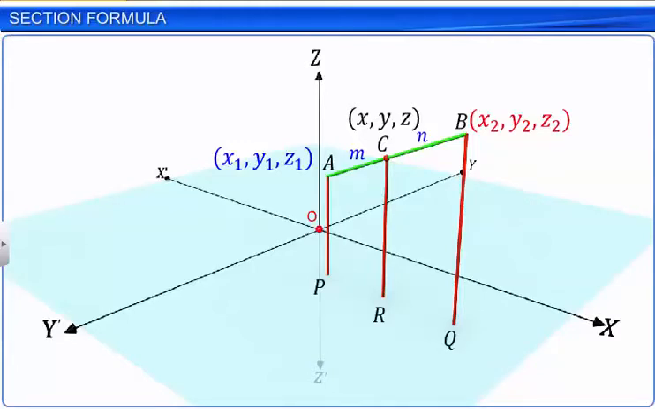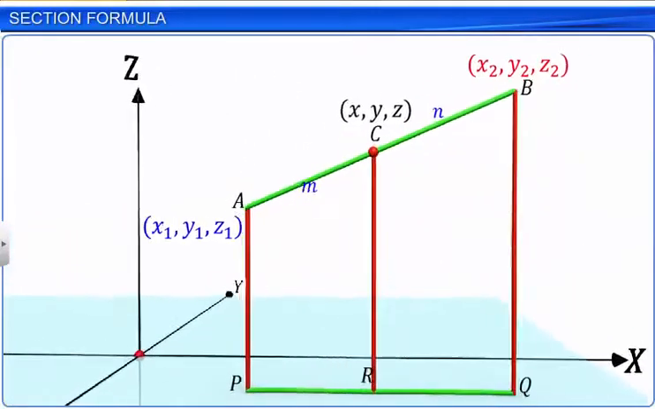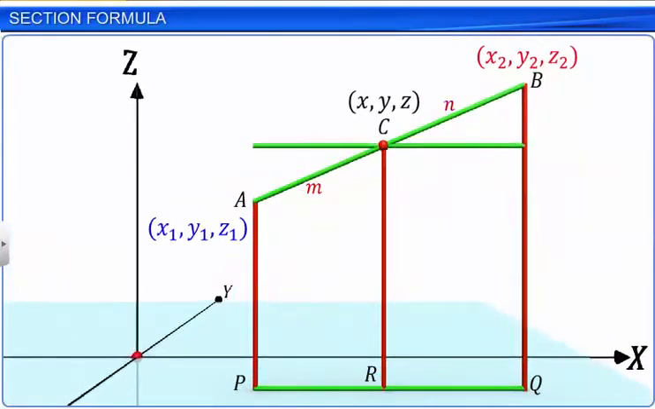Lines AP, CR, and BQ are parallel to each other. The line joining points P, R, and Q lies on the xy plane. Now, we draw a line parallel to the line PQ and passing through point C. This line intersects line PA externally. Let the point of intersection be D. Let the point of intersection of this line with BQ be E.